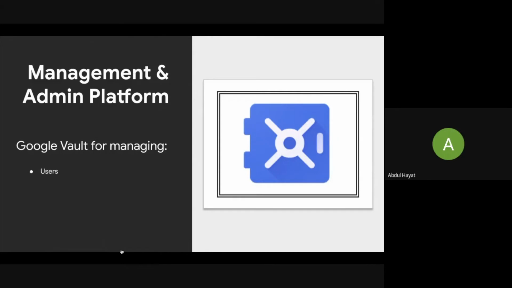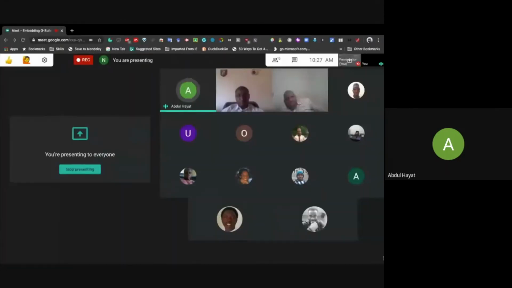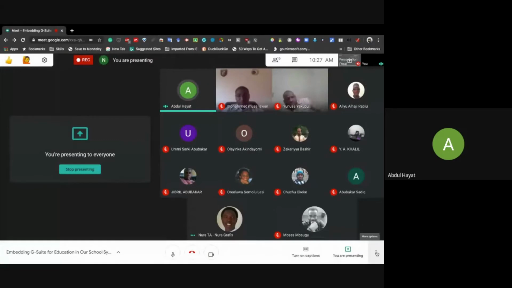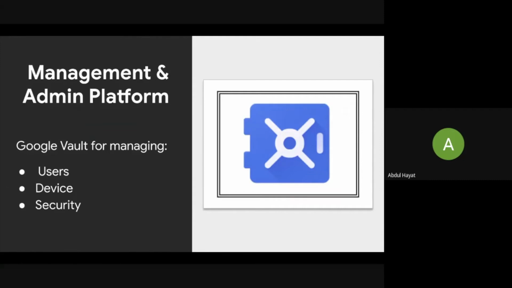So moving on, we have management and then admin platform. Okay, in each and every single thing there is management and then there is admin platforms. In each and every organization, whatever you have been doing, there has to be someone or something that is managing that thing. So let's take, for instance, the management and admin platform for G Suite. I'm talking now about how G Suite administrators work.